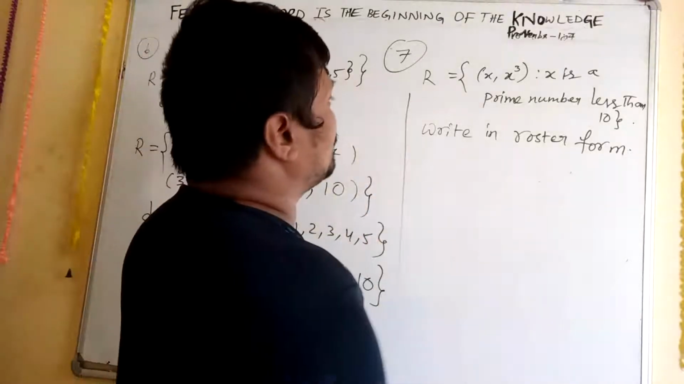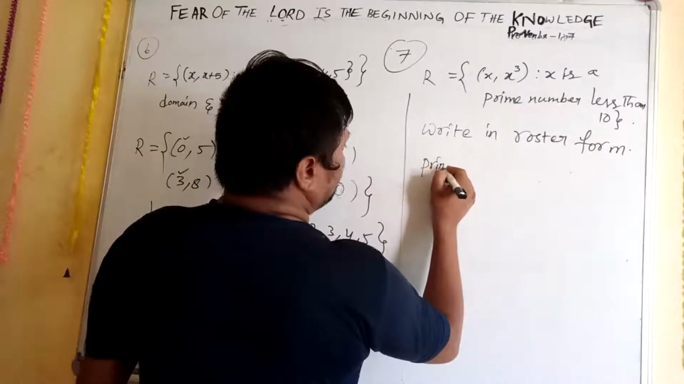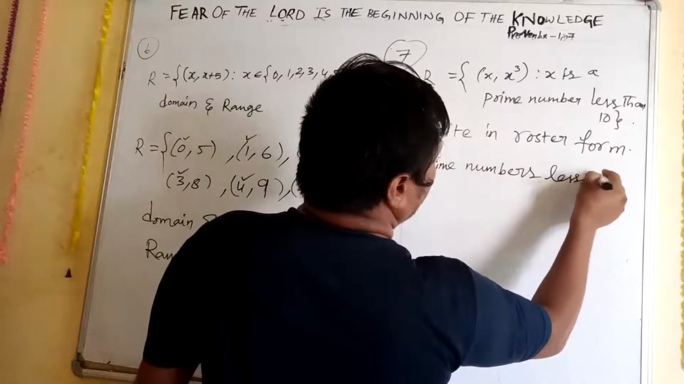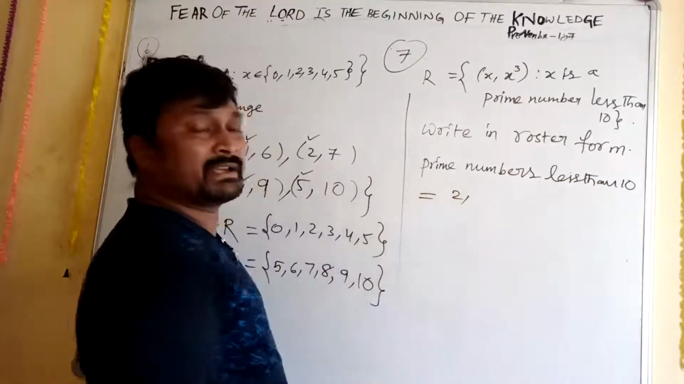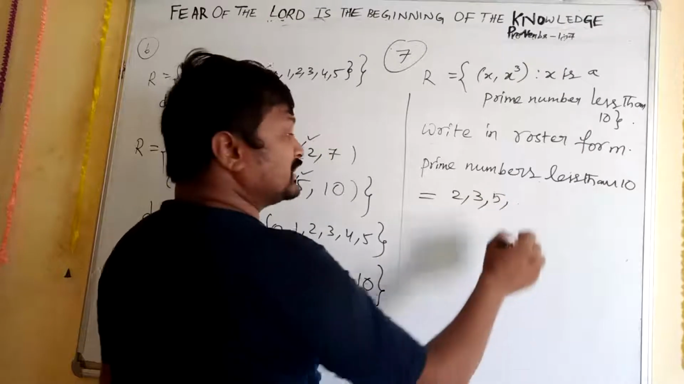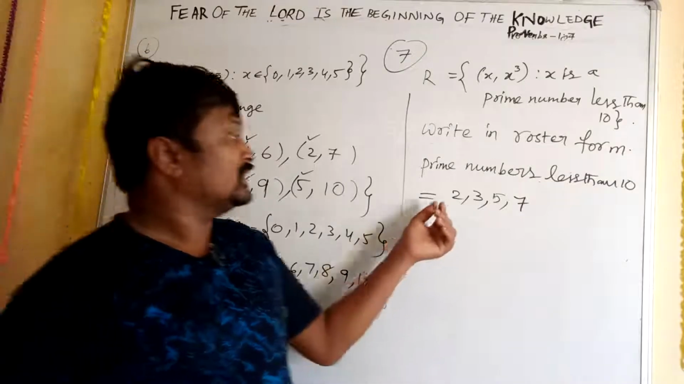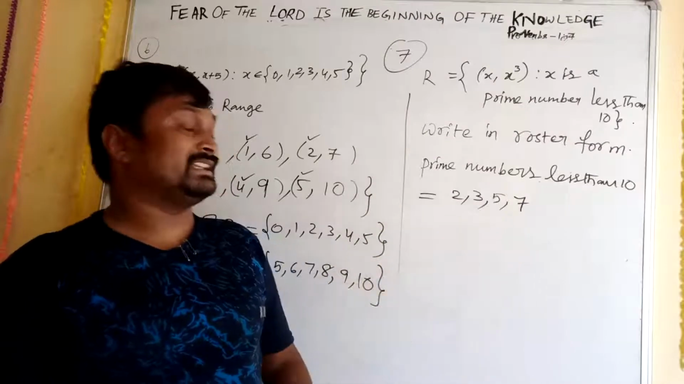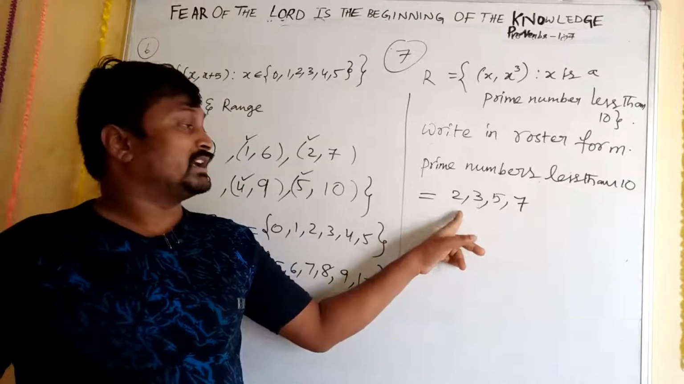And next we will go for our prime numbers less than 10. So first I'll write here prime numbers less than 10. So less than 10, what are the prime numbers? 2 is one prime number, 3 is one prime number, next 5 is one prime number, 7 is one prime number. After that, no other prime numbers. So prime numbers less than 10 is nothing but 2, 3, 5, 7. That is nothing but your input. Input is nothing but what we can call your domain.